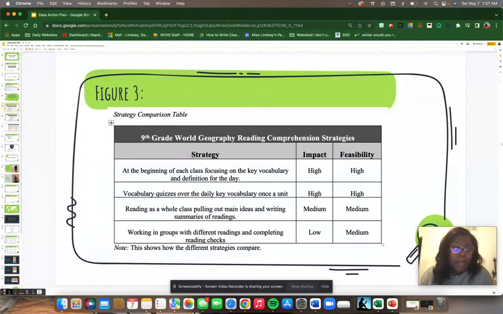So it would have a higher impact because they would be responsible for staying up to date with the different vocabulary. And feasibility, it would be very easy to incorporate this in everyday lessons.